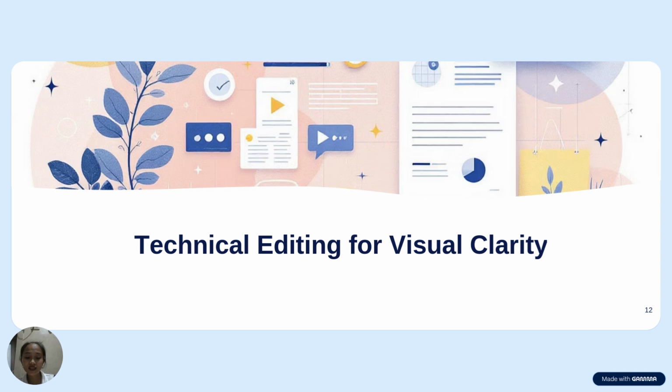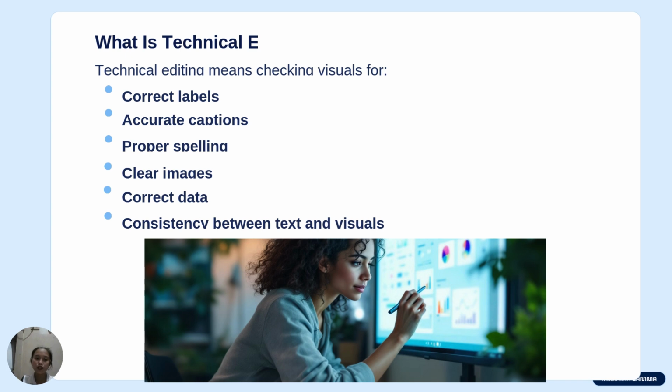So technical editing is important because a single mistake in a diagram or chart can cause misunderstanding or misinterpretation in our writing. So the editors must ensure all visuals match the text and present accurate information. So what is technical editing, Manjud? So technical editing includes checking spelling, labels, captions, clarity, and accuracy.